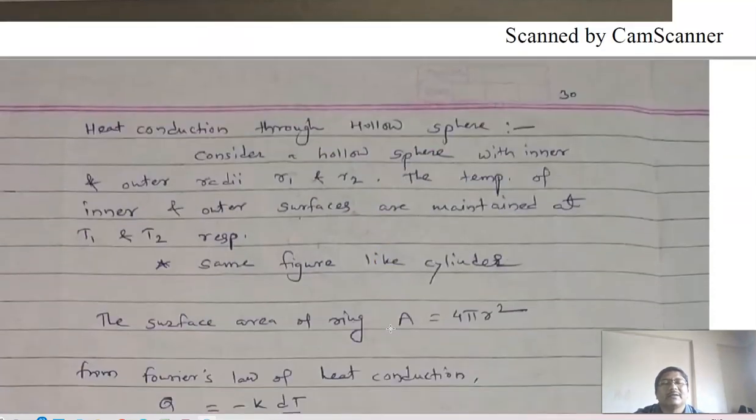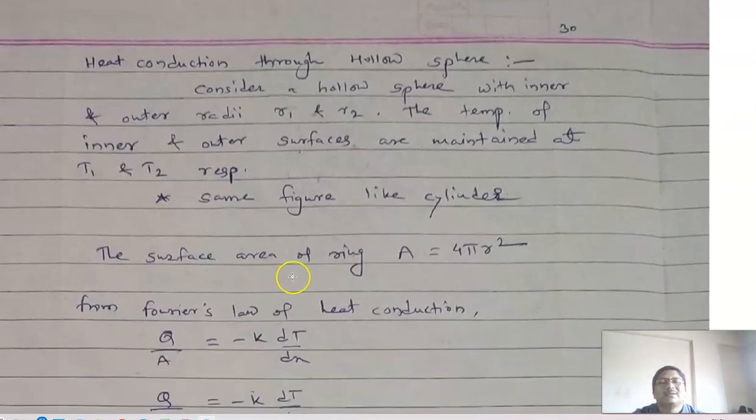Then heat conduction through a hollow sphere. Consider a hollow sphere with inner and outer radii R1 and R2. The temperatures of the inner and outer surfaces are maintained at T1 and T2. The same thing we studied in the hollow cylinder we have to study in the hollow sphere, but only the formula for the surface area is different. In the hollow cylinder the formula is 2 pi r L. Here the surface area of the ring is 4 pi r square.